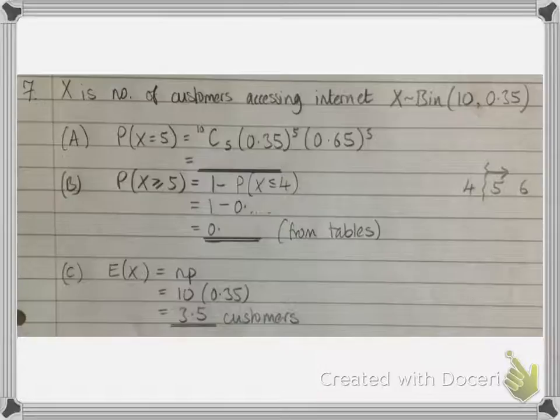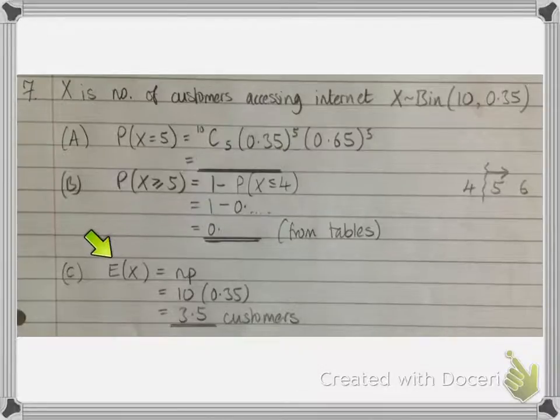For the next part, we've got an inequality. So we're looking for the probability that x is greater than or equal to 5. I like to draw a little number line, so here's the 5, the numbers either side are 4 and 6. So being greater than or equal to 5 is 1 minus the probability that x is less than or equal to 4. I can look up that value on the tables and give my final answer there.